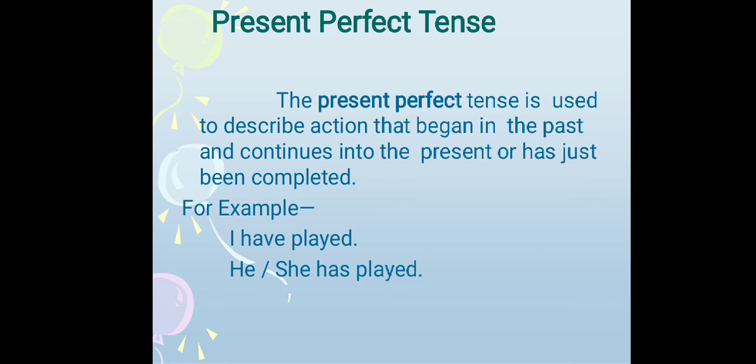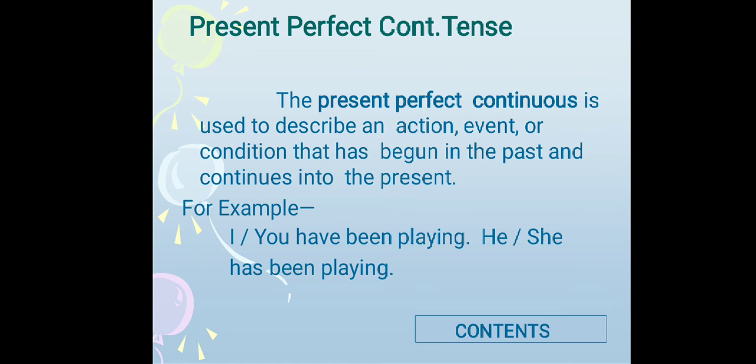For example, I have played, or he or she has played. Then is the present perfect continuous tense. The present perfect continuous tense is used to describe an action, event, or condition that has begun in the past and continues into the present. For example, I or you have been playing, or he or she has been playing. So, have been and has been are the rules.